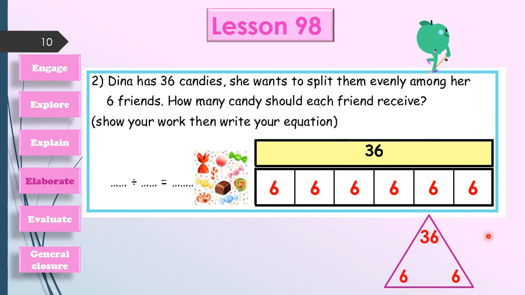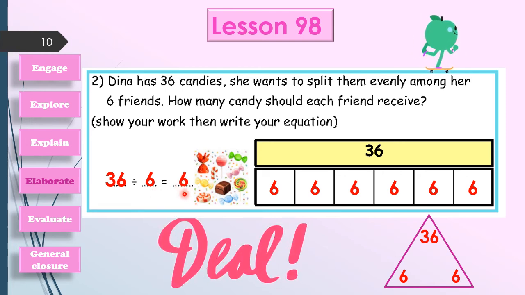Now mentally, it will be 6. Now let's prove it mathematically. 36, the whole number of candies, divided by how many friends? It will be 6 friends here. Then 36 candies divided by 6 friends equals how many candies for each one? It will be 6. And write down 6.